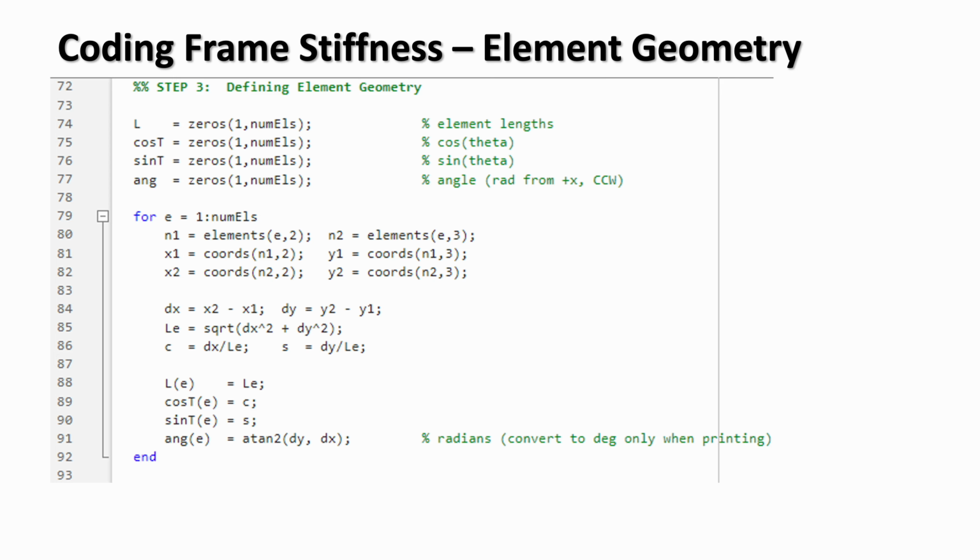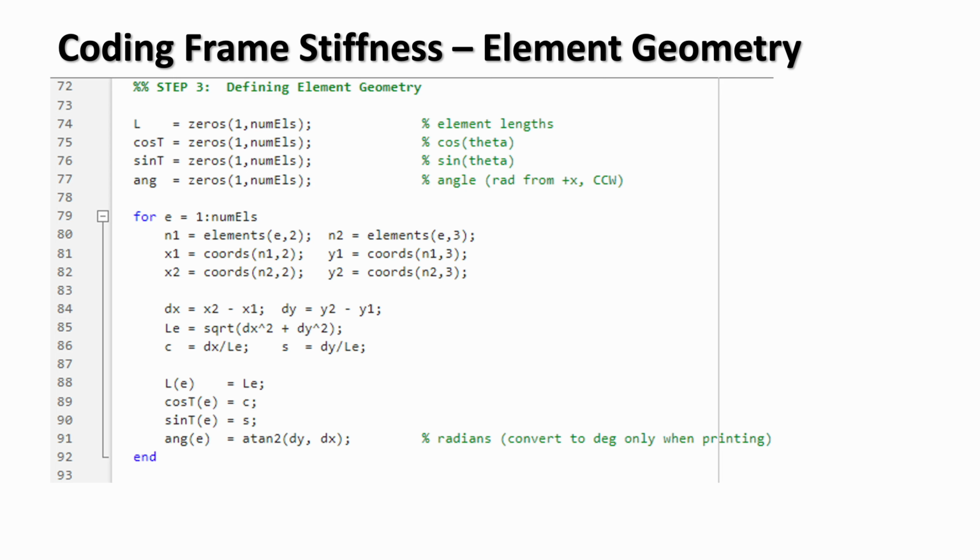Inside the loop, we extract the coordinates of the element's start and end nodes, and from these we can compute the horizontal and vertical projections dx and dy. The element length comes directly from Pythagoras. Next, we can calculate the direction cosines, so cos theta is dx over L, and sine theta is dy over L. These direction cosines are crucial because they are what allow us to transform the element stiffness matrix from local coordinates, where the formulas are simple, to global coordinates, which is how the structure is assembled.